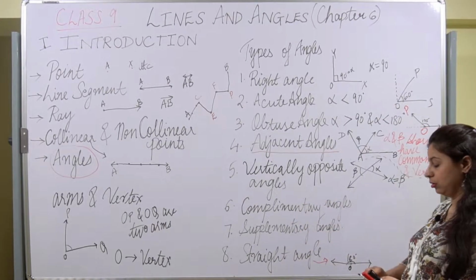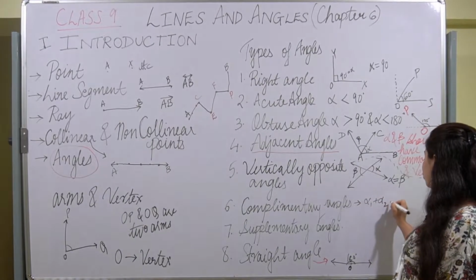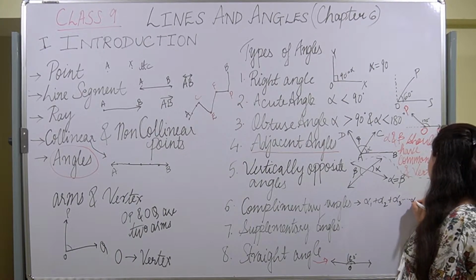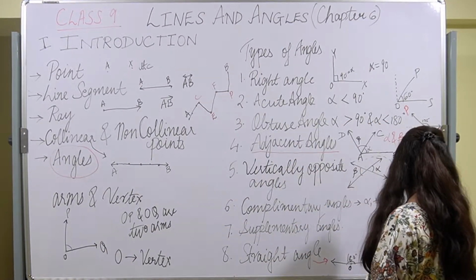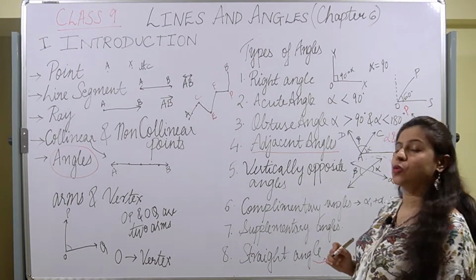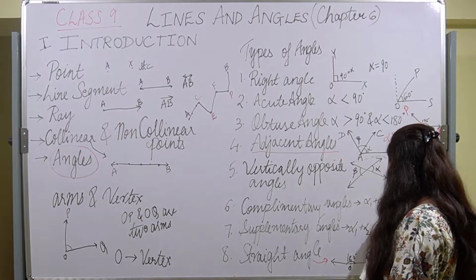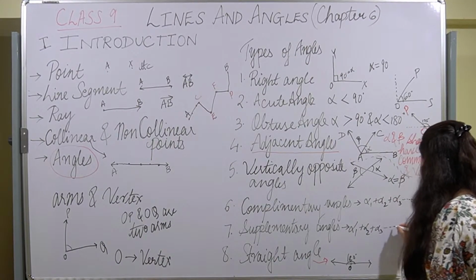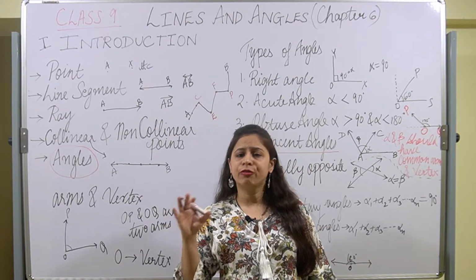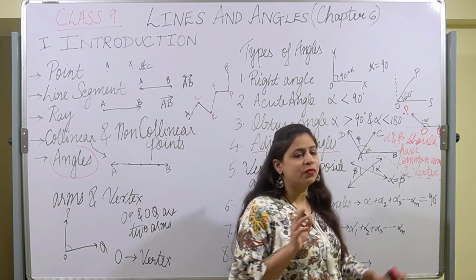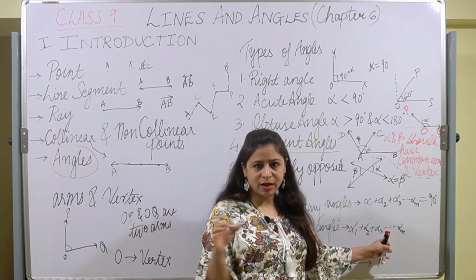Then comes the complementary angle. Let us say the angles are alpha 1, alpha 2, alpha 3, it can be any number of angles. If the sum of all the angles is equal to 90 degrees, then they are termed as complementary angles. And if the sum of all the angles alpha 1 plus alpha 2 plus alpha 3 up to alpha n, some value n. If there are five total angles, then n value becomes 5. If n is 6, then we are having 6 angles to be added.